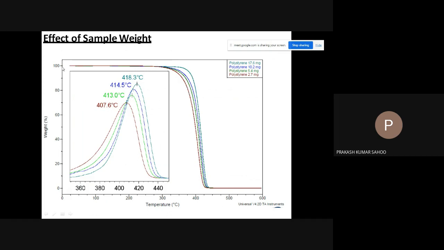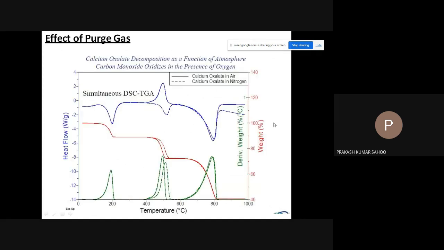That means when the weight of the sample is decreased, here it is written, when polystyrene is 2.7 milligram, the fast decomposition is at 407.6 degrees. When it is 5.4, that means double, it is 413. If it is again double, 10.2, it is 414. If it is 17.6, it is 418. That means gradually when the weight of the sample is increased, the fast decomposition temperature is also increased.